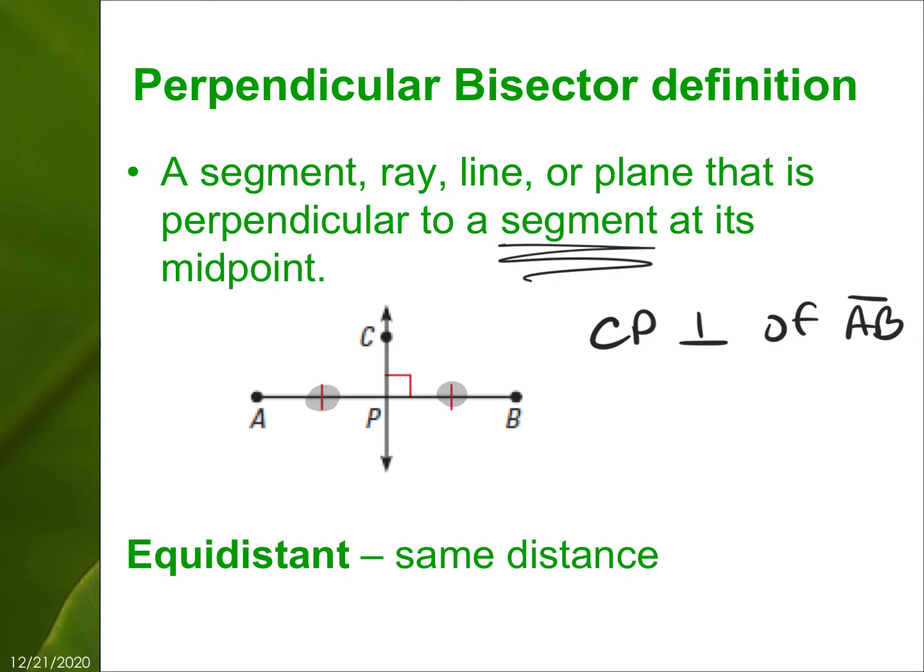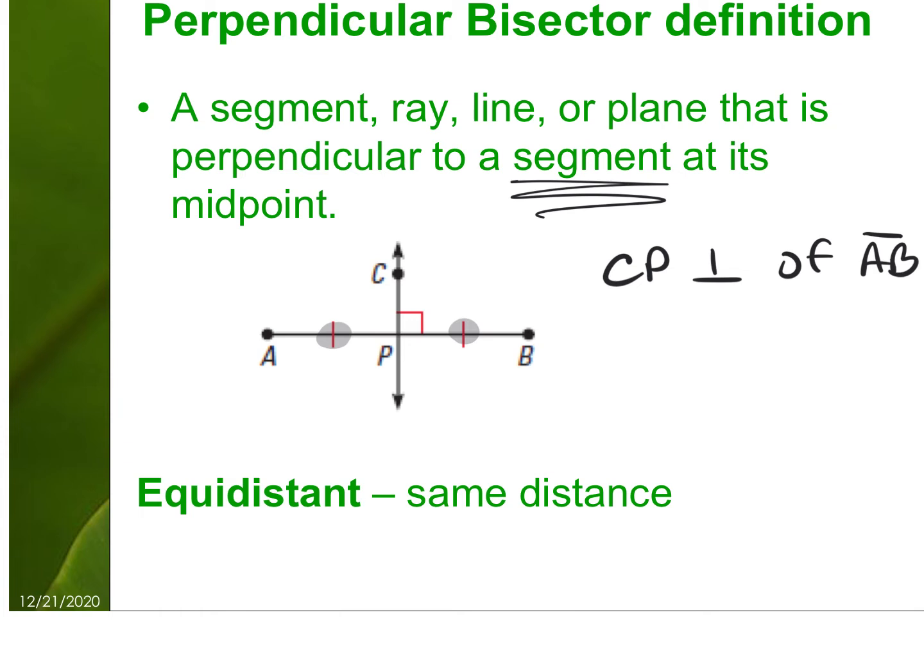Now, before we see the next theorem, we need to understand the definition of the word equidistant. And what that means is it's going to be the same distance. Or if you look at the word, it looks like it's spelling equal, or you could also say that it's an equal distance. So we needed to understand this term before we see the next theorem.